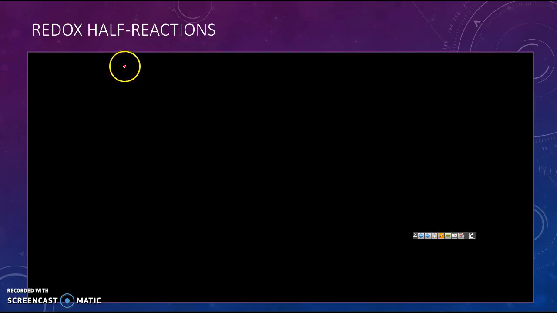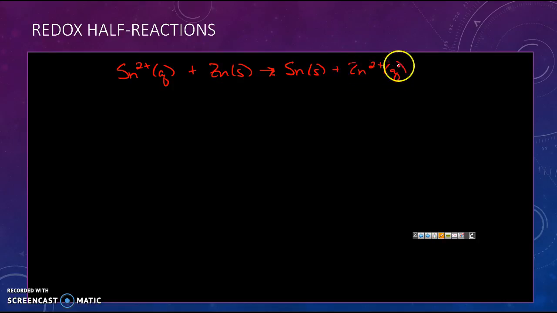So we're going to have Sn2+ aqueous, and we're going to react that with solid zinc. It's going to go in one direction, forming Sn solid and Zn2+ ions. If you remember, this is a pretty straightforward example, but we use oxidation numbers to determine what's oxidized and what's reduced. The oxidation number of tin is plus 2. For elemental zinc, it's 0. For elemental tin, it's 0. And for the zinc ion, it's plus 2.